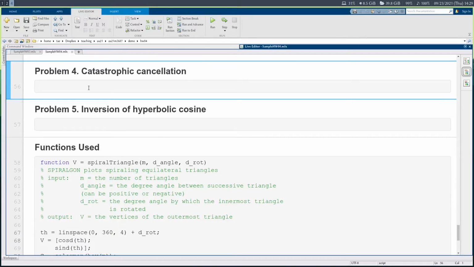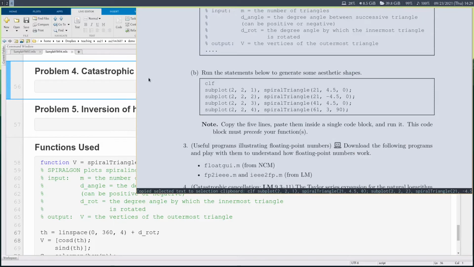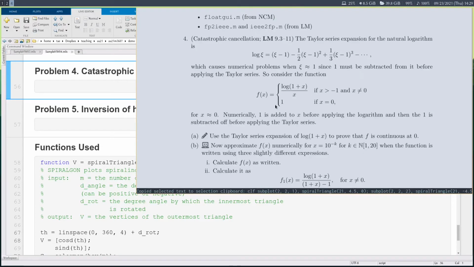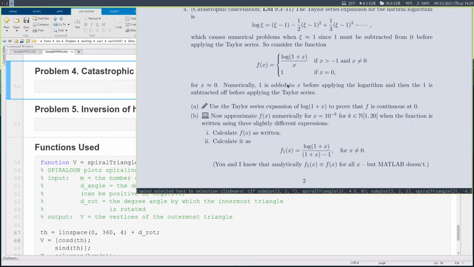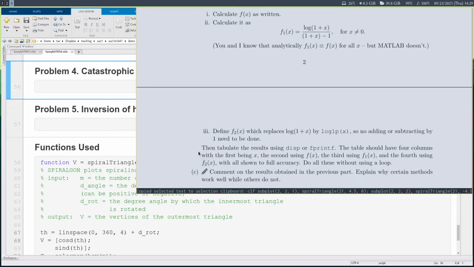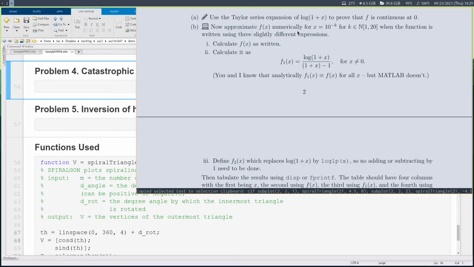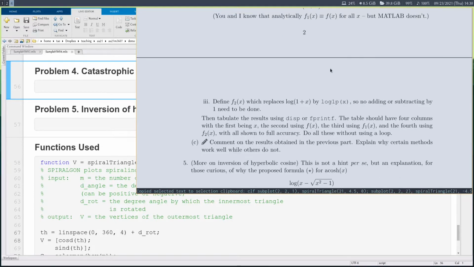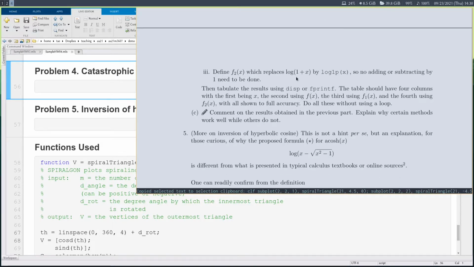Problem number 4, catastrophic cancellation. This is very similar to one of the previous homework problems, and as far as the programming part, part B, is concerned, there's essentially not much difference. You just need to calculate the given function in a couple of different ways at these given x values, and we all know how to do this efficiently without using any loop.